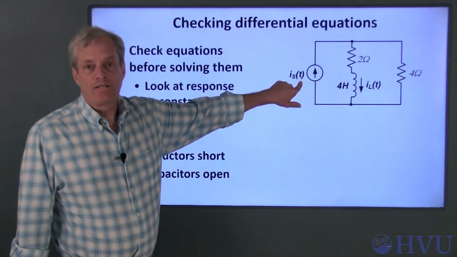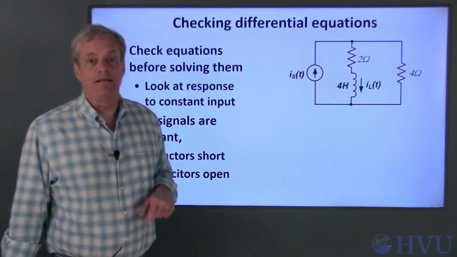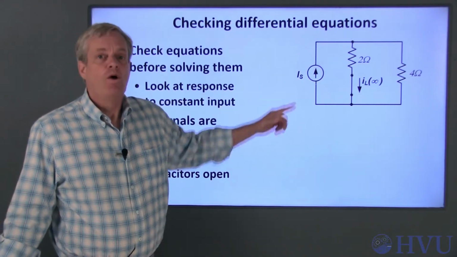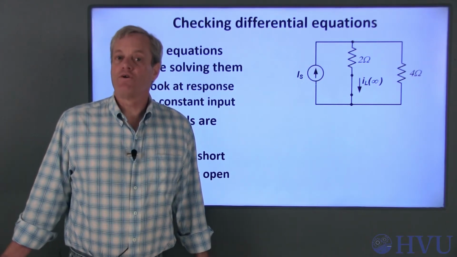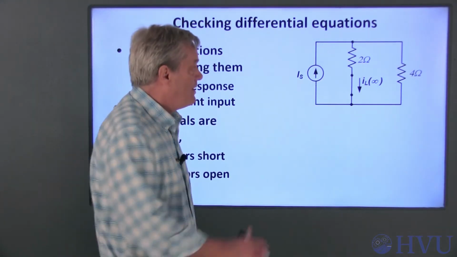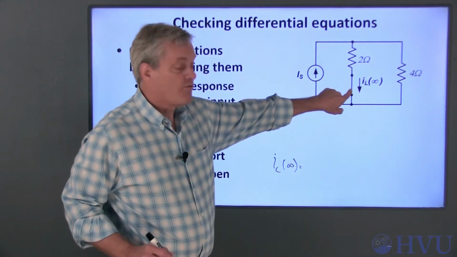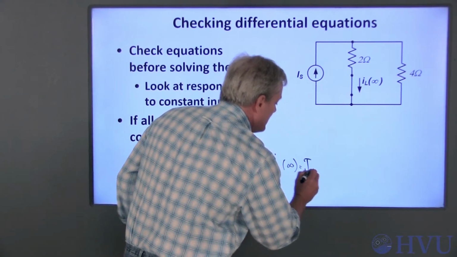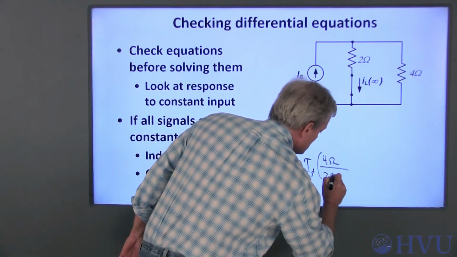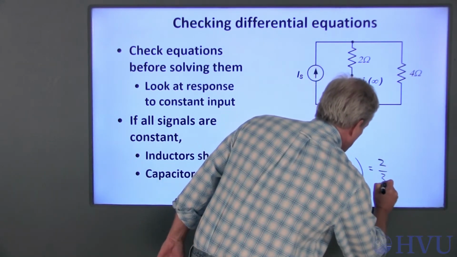As an example, let's look at this circuit. We determined a differential equation for this circuit previously, but now let's modify the circuit slightly. We'll change the input to a constant value I sub s instead of a time-varying function. We'll also wait for a long time to make sure that the current through the inductor has become constant. Under these conditions, the inductor looks like a short circuit. And the current I sub L as t goes to infinity can be determined from a current divider. So that's the total current I sub s times the other resistance, which is 4 ohms, over the sum of these two resistances, 2 ohms plus 4 ohms. So I sub L of infinity is 2/3 of I sub s.